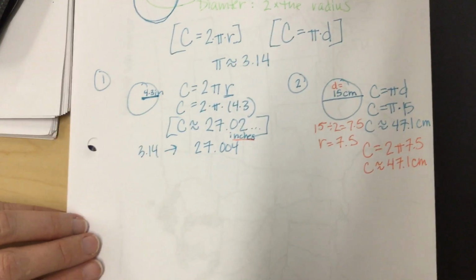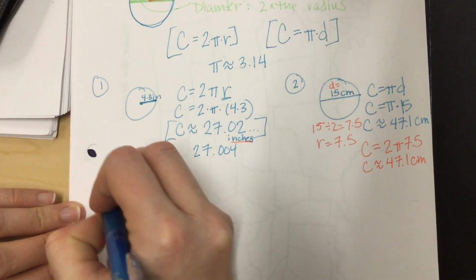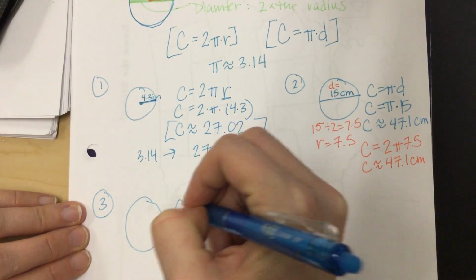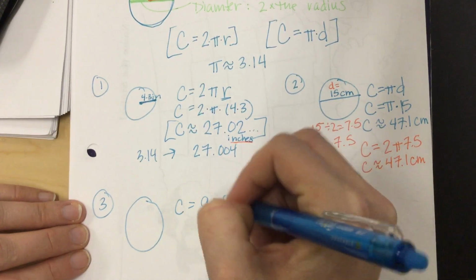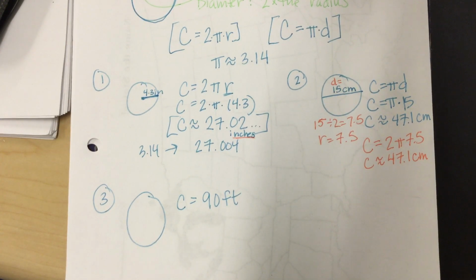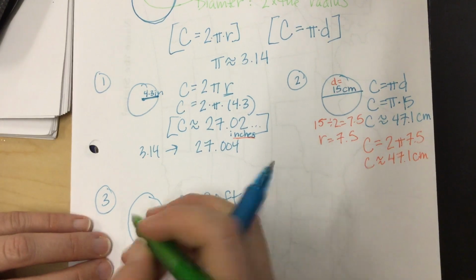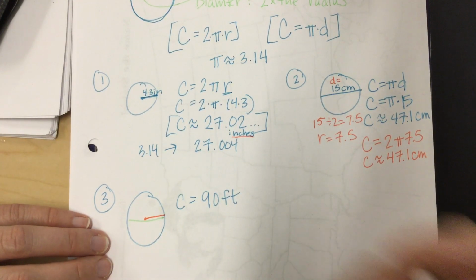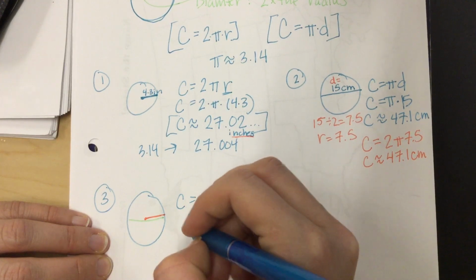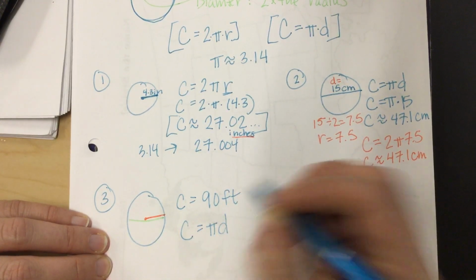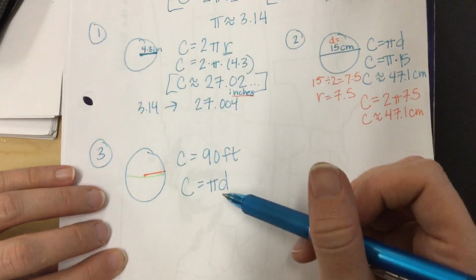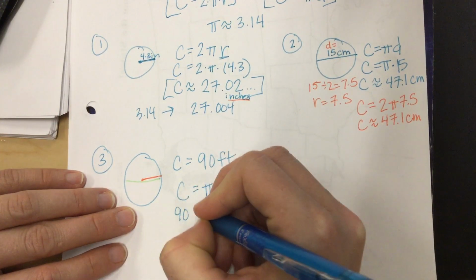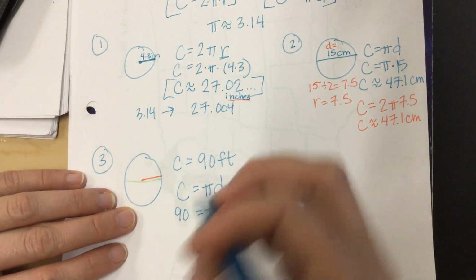The last thing that I want to show you is if you are given a circumference, so if you have a circle here and they say that the circumference is equal to 90 feet, there is a way for you to find both the diameter as well as the radius. So I am going to use the equation circumference is equal to pi times diameter because there's less steps involved. So I have already been told that my circumference is 90 feet. So 90 should equal pi times diameter.